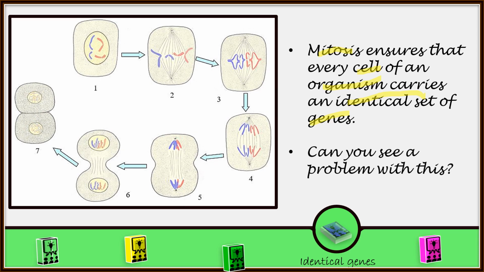Can you see a problem with mitosis, whereby all the cells that are produced have identical genes? Is there any problem that you can see? You can pause and try to think about the problem.